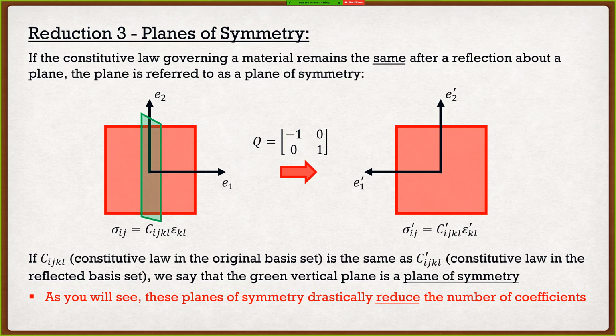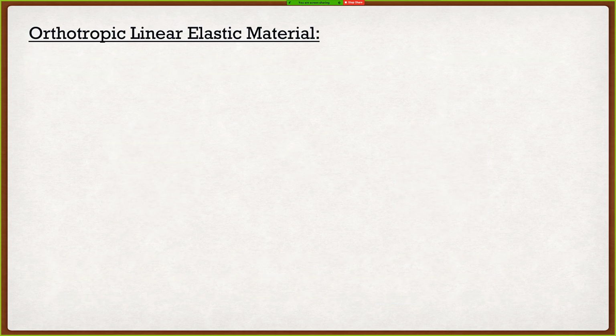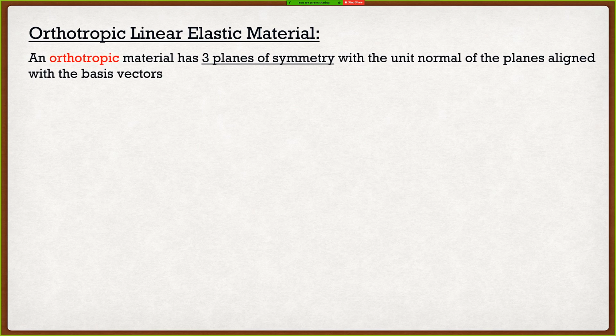Now, each material, as I said, has different planes of symmetry, and that's what we're going to look at specifically. The first one is an orthotropic linear elastic material. And this orthotropic material has basically 3 planes of symmetry with unit normal planes aligned with the basis vectors. This basically means that if I have basis vectors E1, E2, and E3, so 3 directions, if I were to stretch the material in E1, it's going to be different than if I stretch the material in E2, which is going to be different if I stretch the material in E3. So each direction is going to behave differently for an orthotropic material. So basically the behavior is different along the 3 basis vectors.